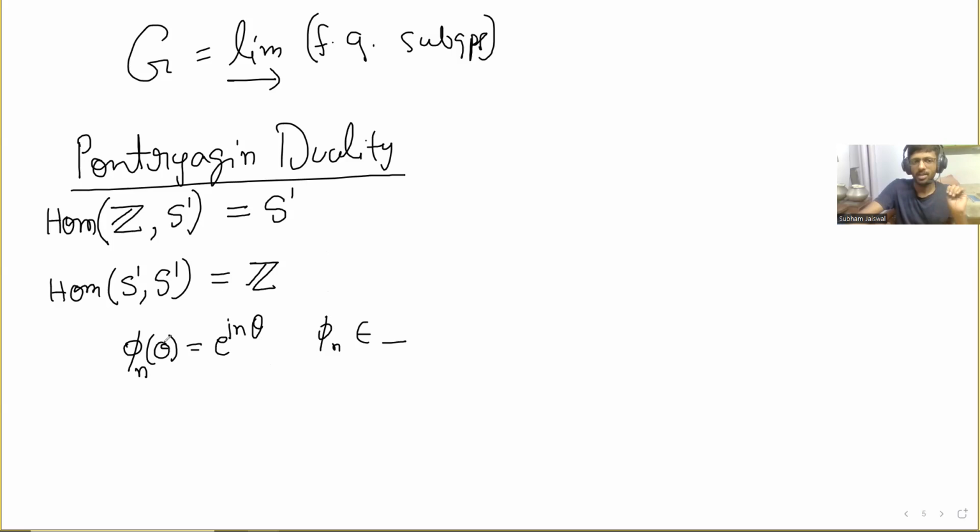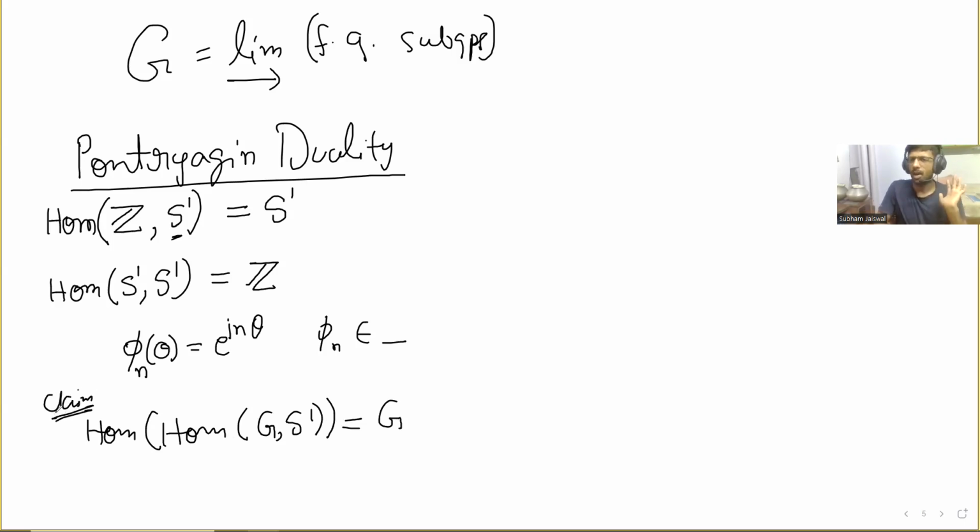But now you see, the point is that there is a duality. You started with a group and you got back the group after taking Hom twice with S1. The claim is that if you take any reasonable group, which in this case is a locally compact abelian group, but I'm not going into that, then this gives you back G. This is the claim. This is considered to be a hard theorem.